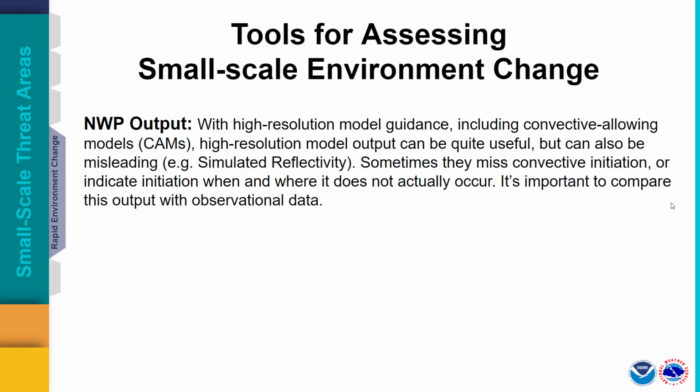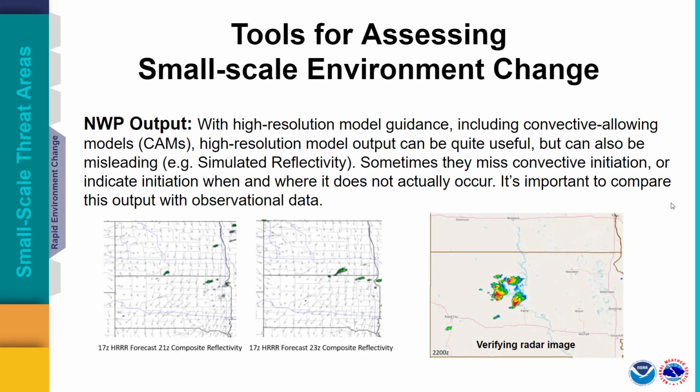At times, CAM output, including simulated reflectivity, can be quite beneficial, while at other times it can be useless and misleading. Here's an example of the latter, in which the HRRR, along with others including the high-resolution NAM, indicated no convective initiation in South Dakota during the time that big supercells were actually occurring.